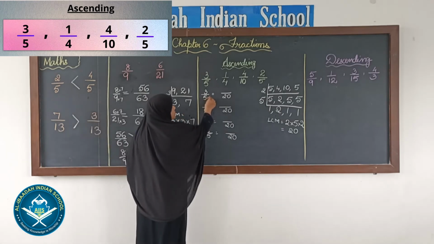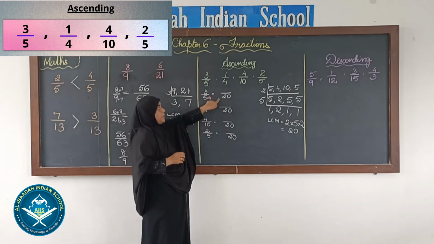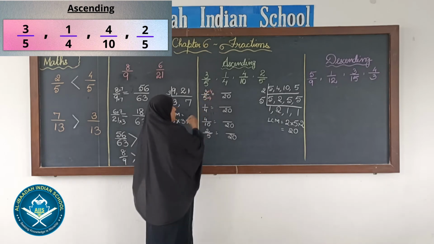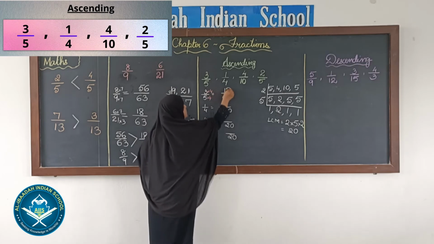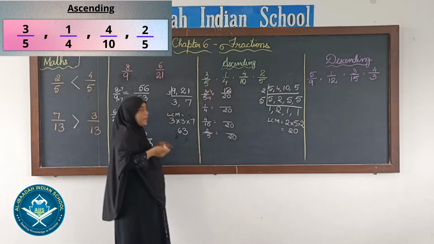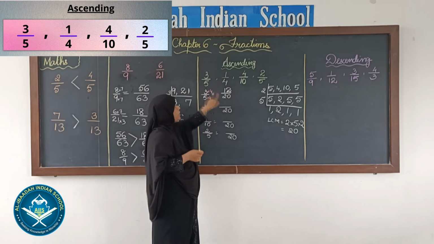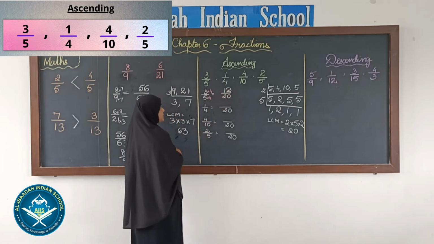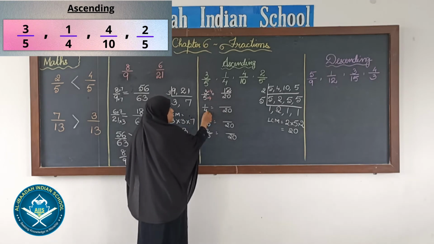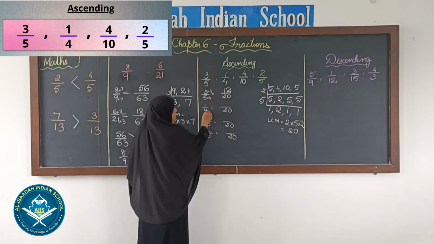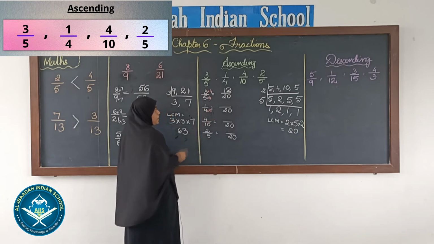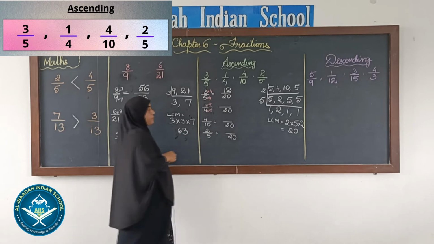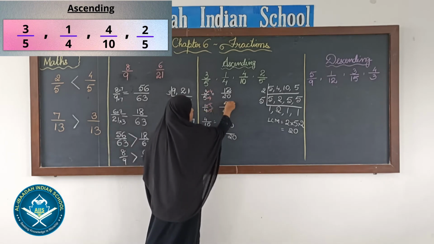5 into 4 is 20. So we have to multiply the numerator also with 4. Okay, so 3 4s are 12. We got a new fraction equivalent to 3 by 5 where the denominator is 20: 12 by 20. Next, 1 by 4. If I need to change 4 to 20, I need to multiply this with 5. So numerator and denominator will be multiplied with 5. So 1 into 5 is 5.